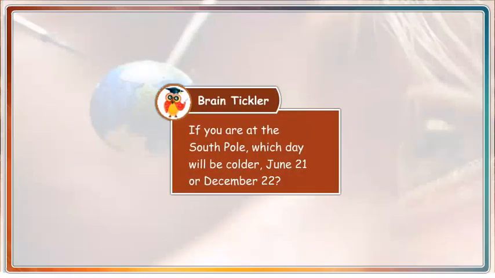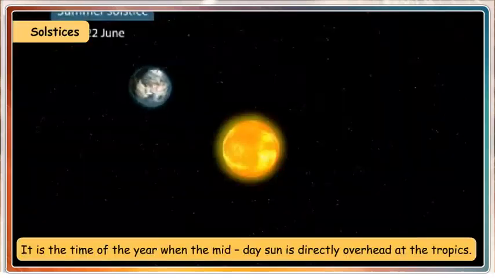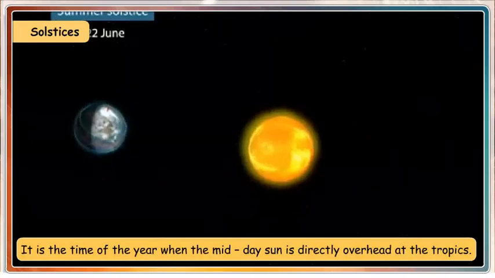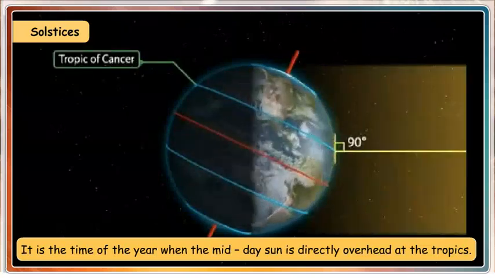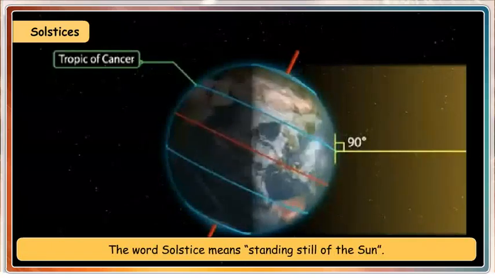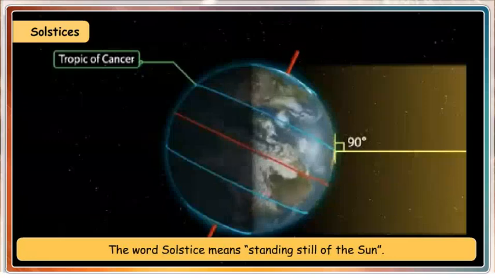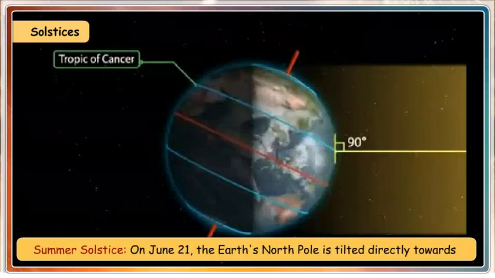Brain tickler. If you are at the South Pole, which day will be colder? June 21st or December 22nd? Solstices. It is the time of the year when the midday sun is directly overhead at the tropics. The word solstice means standing still of the sun.